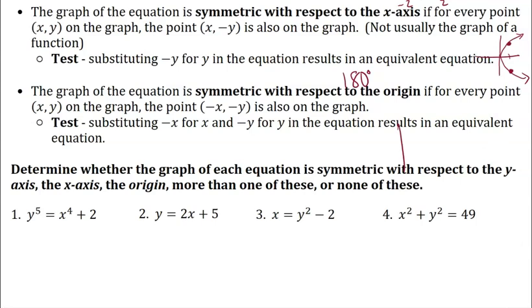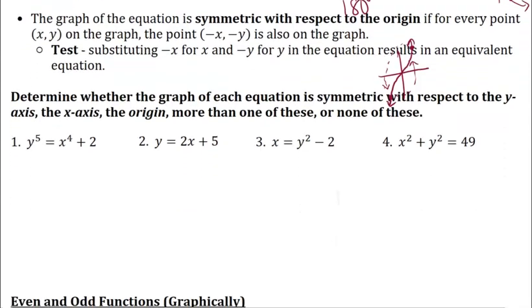Okay, so an example of that would be something like y equals x cubed that looks like this. If I rotate that around 180 degrees, this part points down and this part points up and it's right on top of itself. Or in an ordered pair, I could have a point here at (2, 8). I also have a point at (-2, -8).